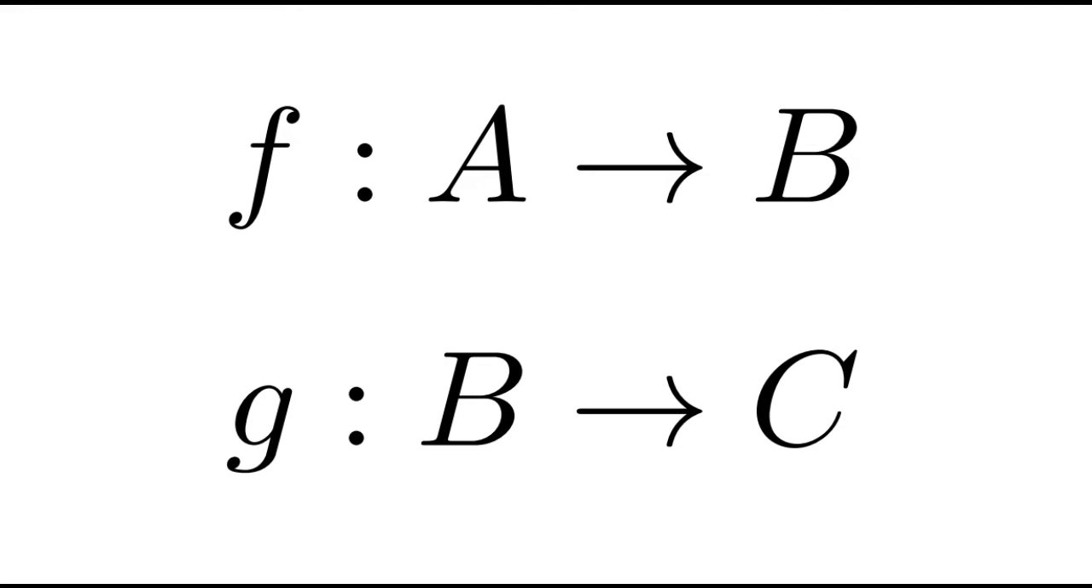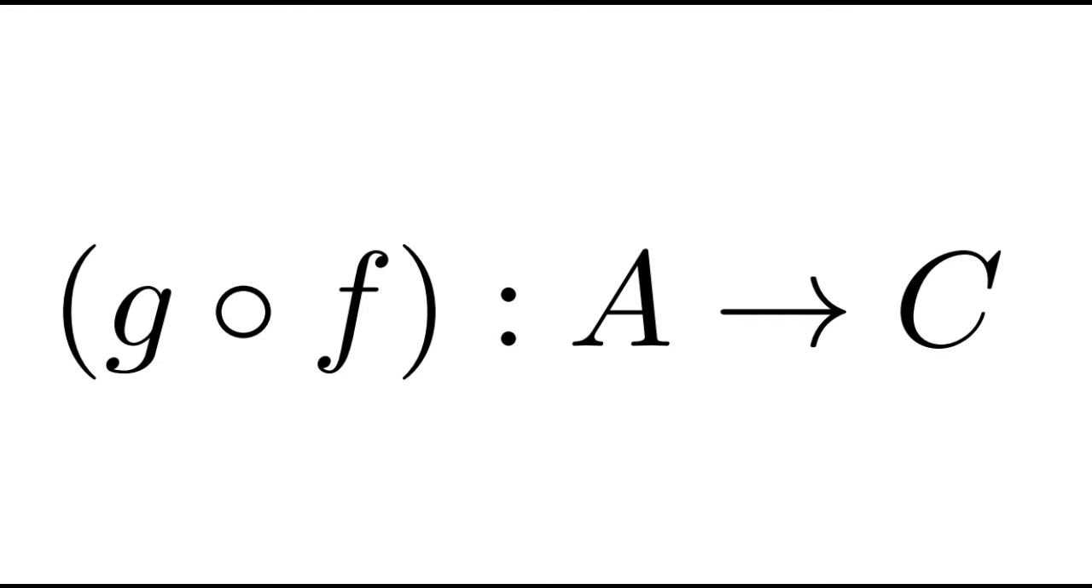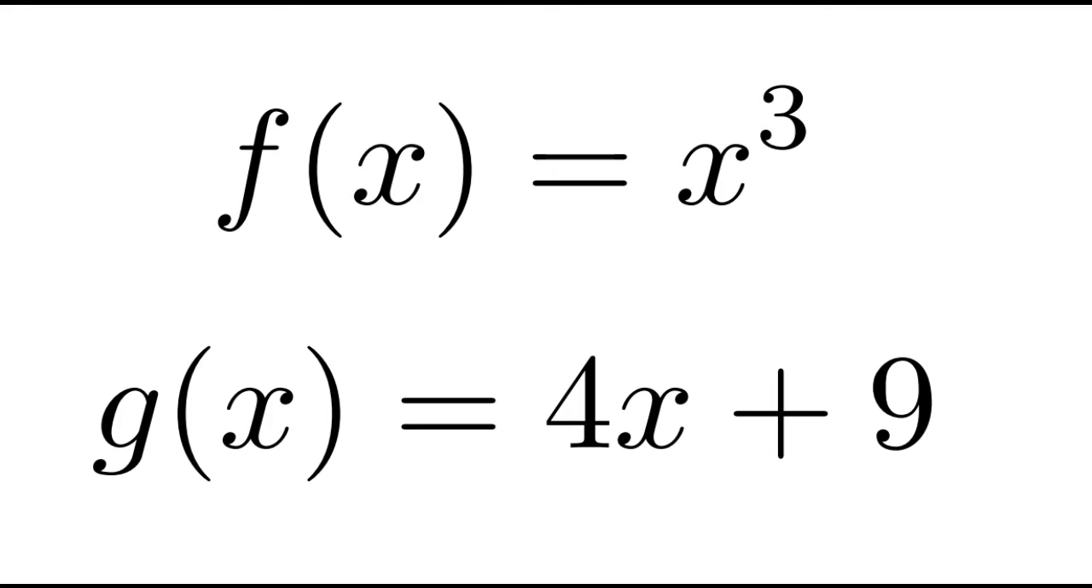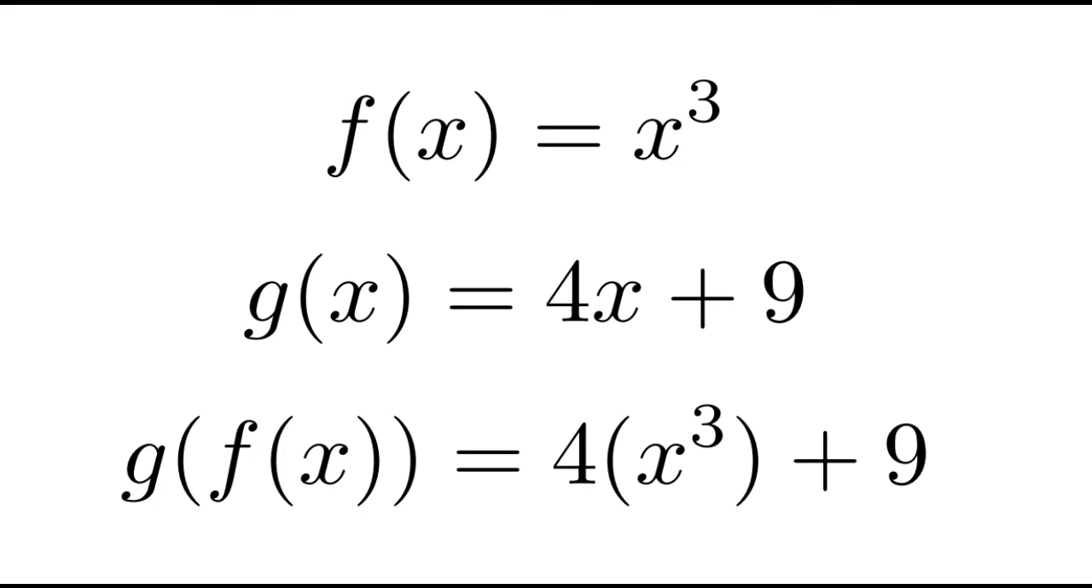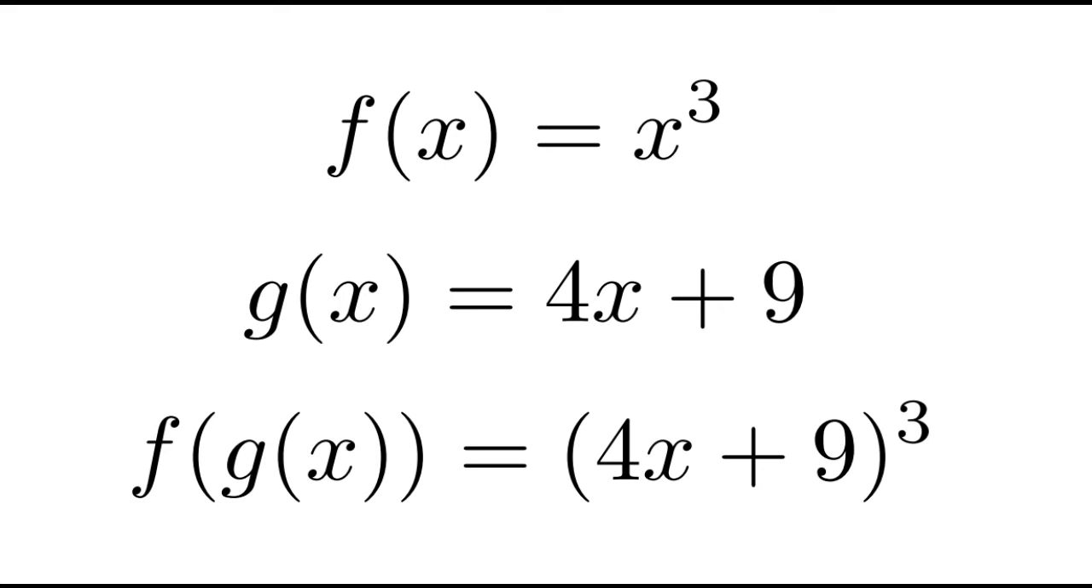Let's add some rigor to this. If f is a function from A to B, and g is a function from B to C, then the function g composed of f is a function from A to C. When we represent them in algebra courses, they're typically thought of as inner and outer functions. So for example, if f(x) equals x cubed, and g(x) equals 4x plus 9, then g(f(x)) is equal to 4x cubed plus 9. Likewise, f(g(x)) is the quantity 4x plus 9, cubed.